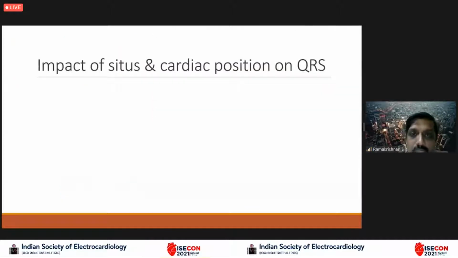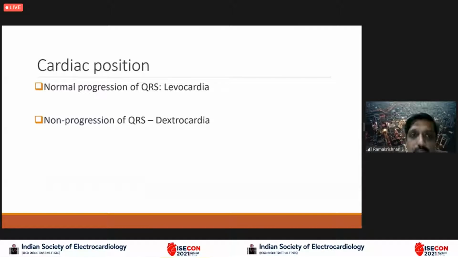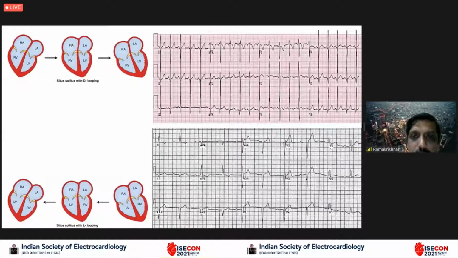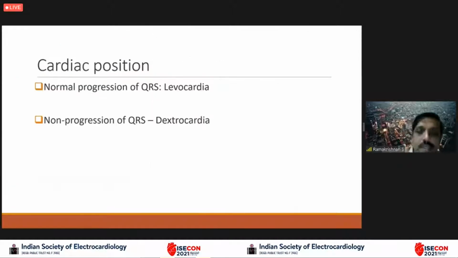So putting them together, what will happen? The most important thing for identifying the cardiac position, whether you have levocardia or dextrocardia, is that even though there will be clues on the limb leads, the most important clues you will find from the chest leads. So normal progression of QRS means levocardia, whereas non-progression of QRS is commonly found in dextrocardia.